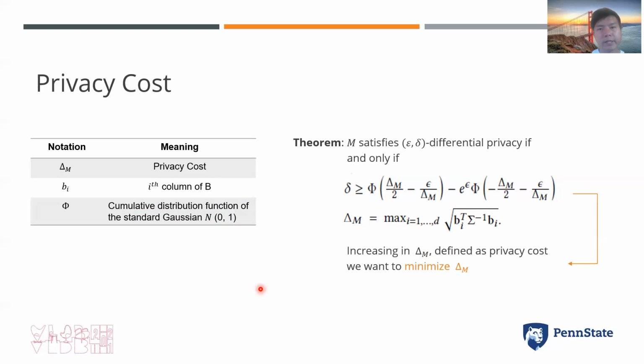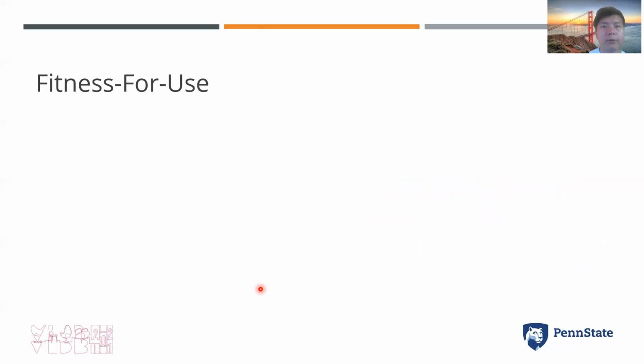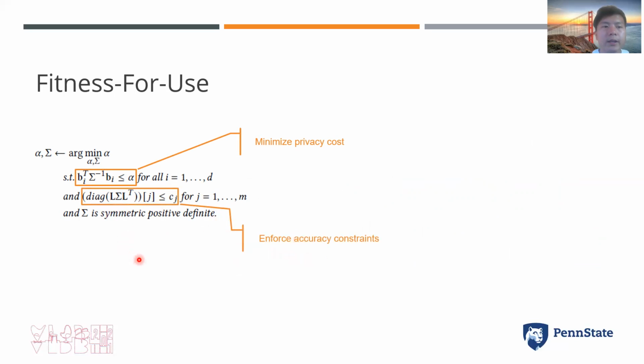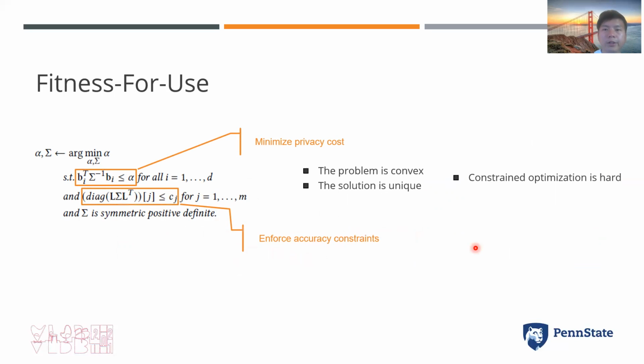Now we have the privacy cost and accuracy constraint. We can write down our fitness for use problem. So it looks like this. This part minimizes the privacy cost, and this part enforces the accuracy constraints. This problem has two benefits. The first is that it's convex, and the second is that the solution is unique. So theoretically, it's easy to solve, but practically, the constrained optimization is hard to solve. So we need to make some modifications to the original problem.